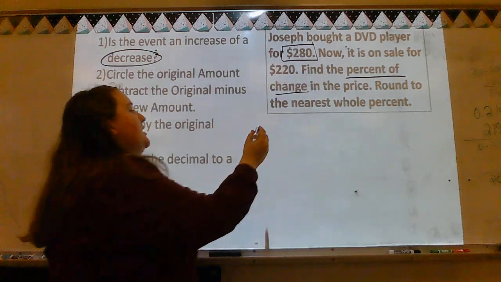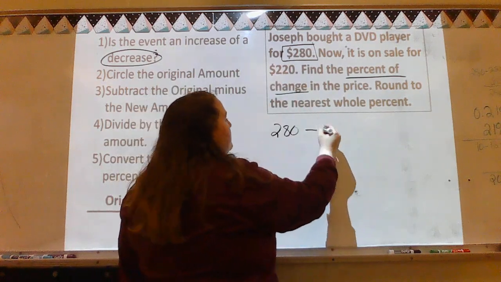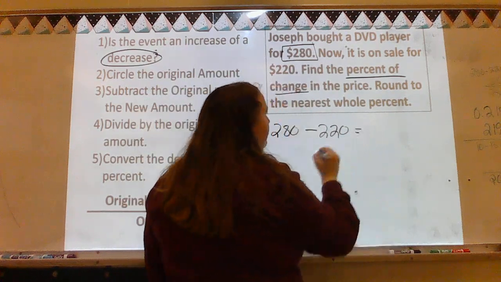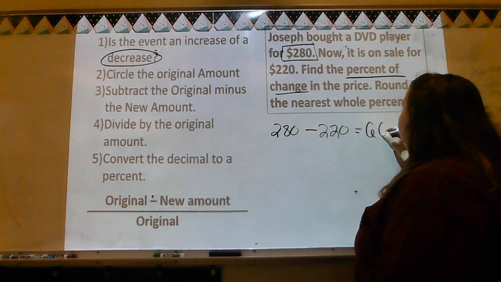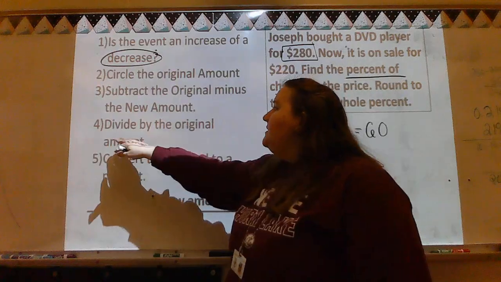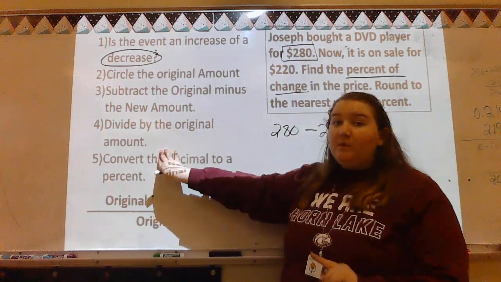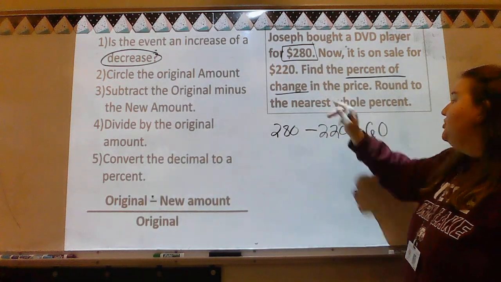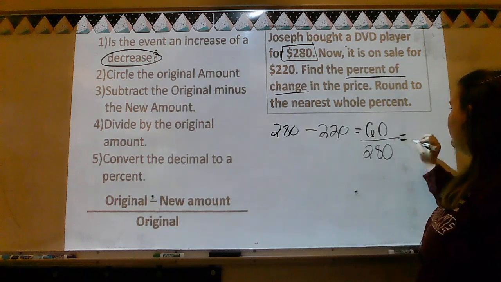So original, 280 minus the new 220. 280 minus 220 is 60. Now, divide by the original amount. Remember, we circled the original. So what's the original? 280. So 60 divided by 280.